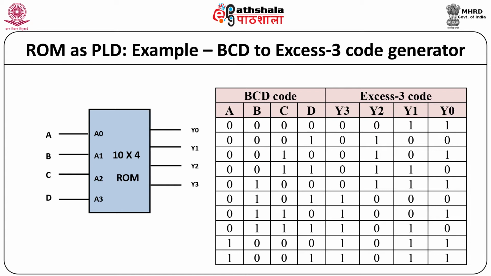0000. The XS3 code is the addition of 3 to the BCD code. Thus, we get 0011 as the XS3 code for BCD 0. In this truth table, XS3 code is obtained by adding 3 to the BCD code.